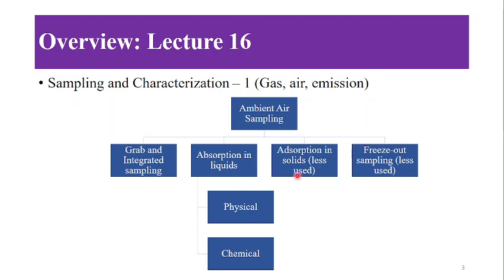Another way to collect the sample is adsorption in solids. When the sample has different gases in it, they can adsorb on the solid, but that does not change the physical or chemical nature of these gases. But this adsorption has a bit of limitation. Why? Because when these gases get adsorbed, there can be a difference in the desorption efficiency. Different gases can desorb at different temperatures. Because of that, adsorption in solids is less used.